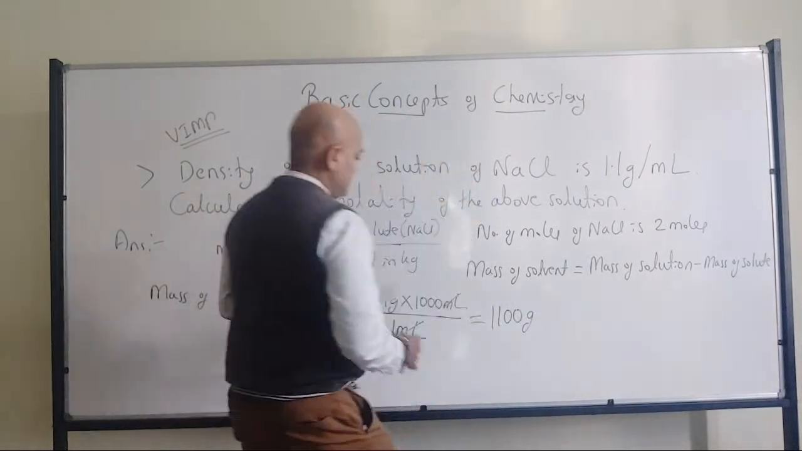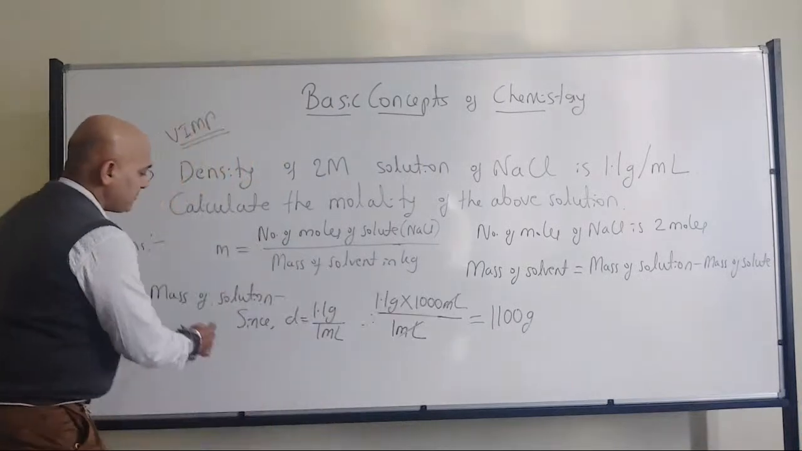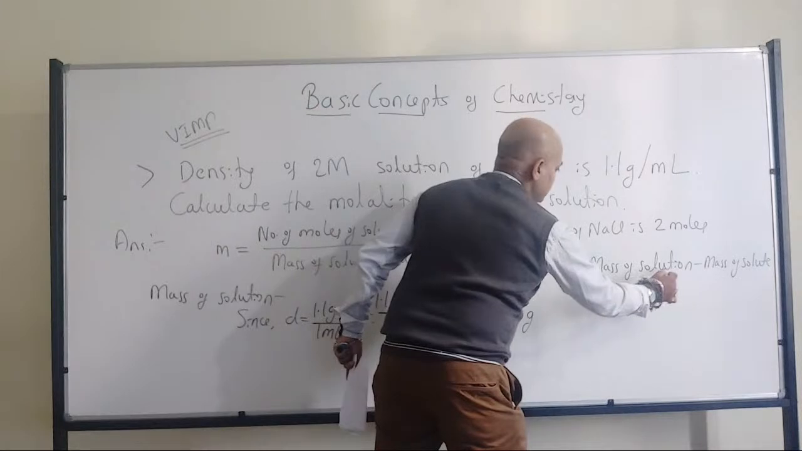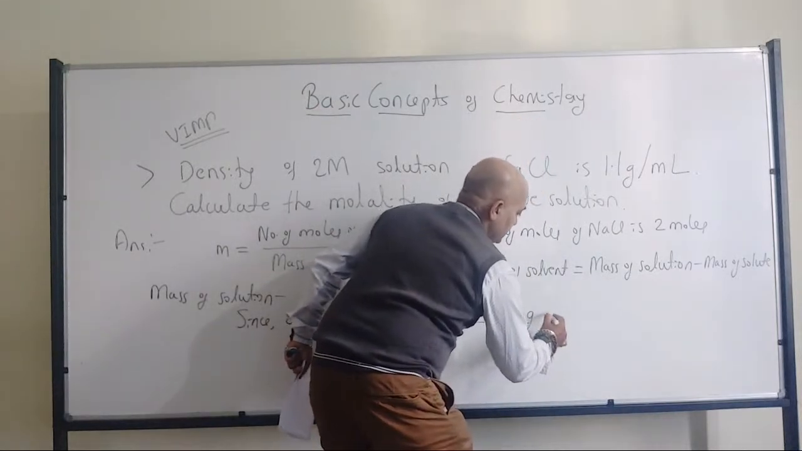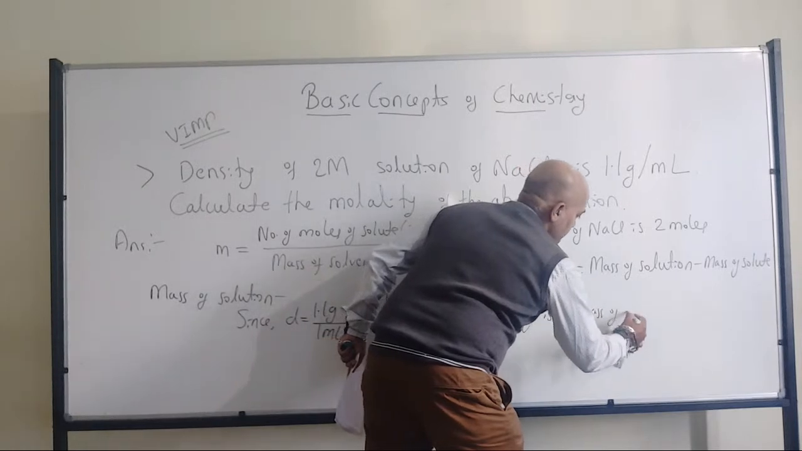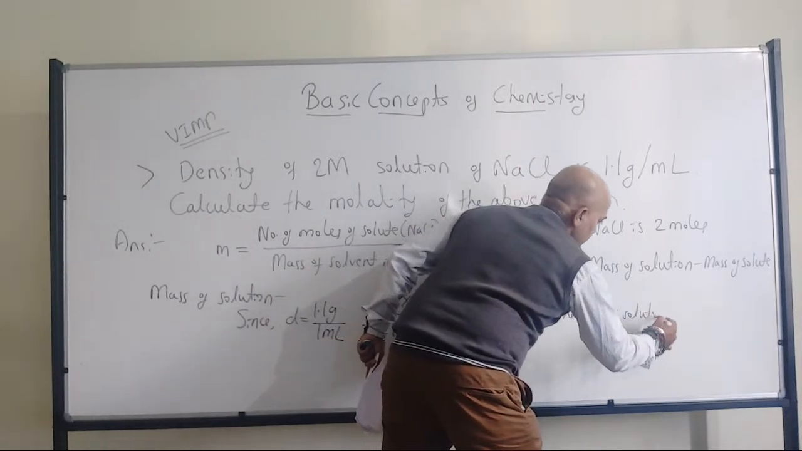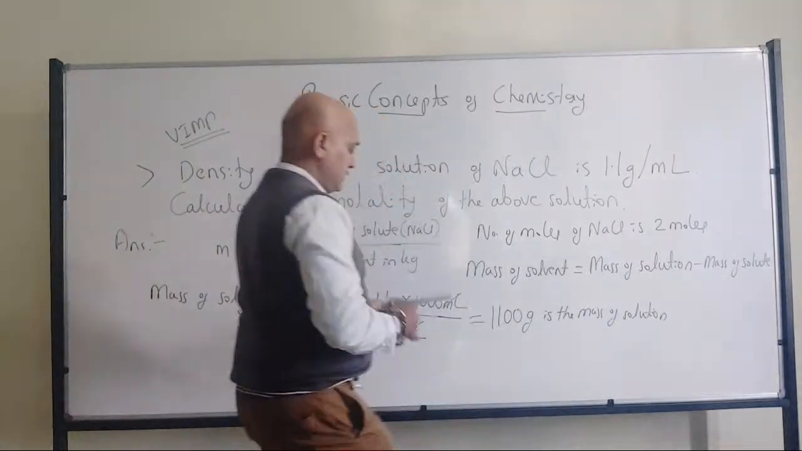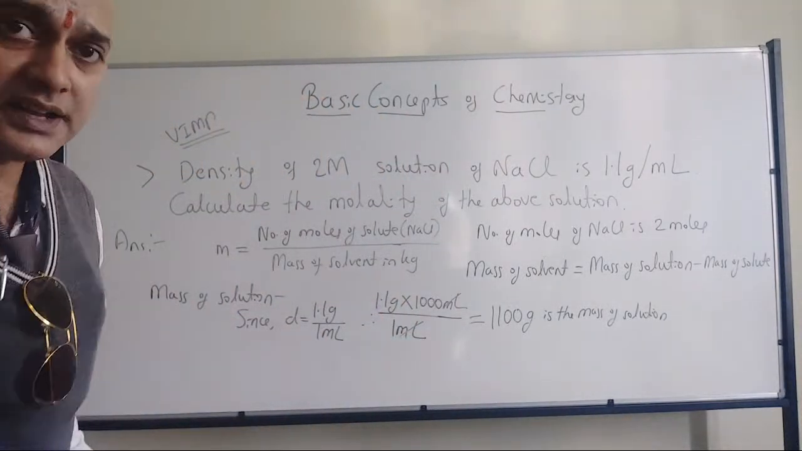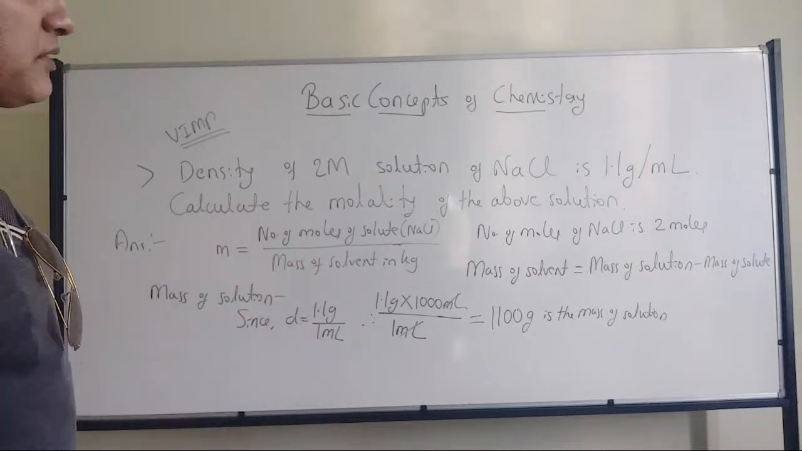1100 grams. So 1100 gram is the mass of solution. We have got the mass of solution. If you are not understanding, let me know. It is the mass of solution. One step is done. We have got the mass of solution.